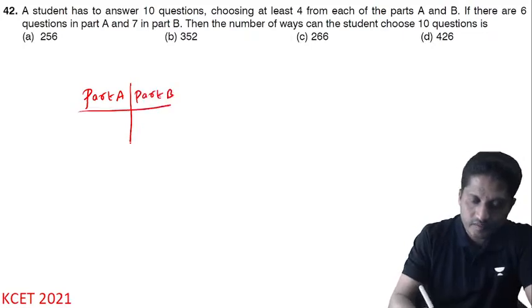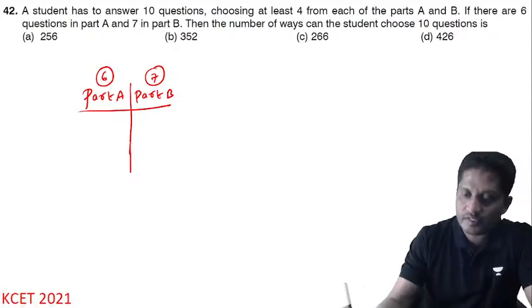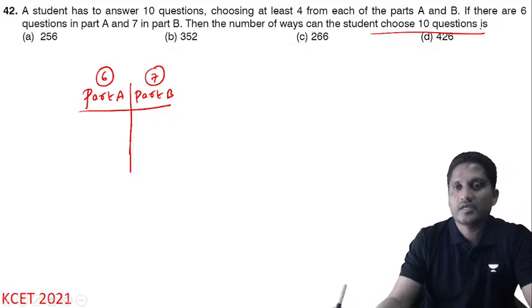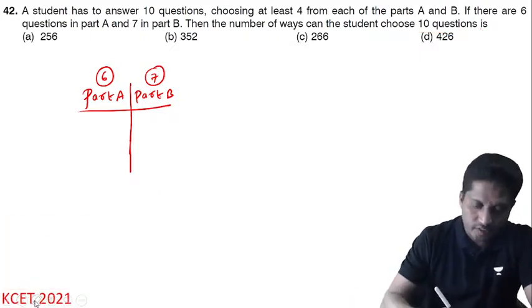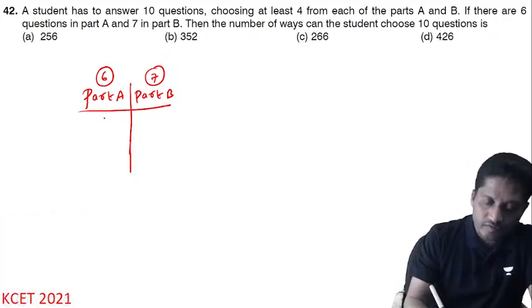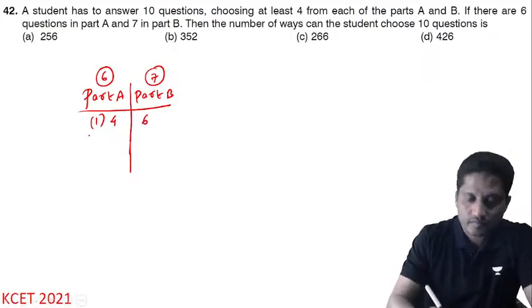There are 6 questions in part A and 7 questions in part B. Then the number of ways that a student can choose 10 questions, he has to choose at least 4 from each part. So this means that if he chooses 4 from part A, it should be 6 from part B, total 10.